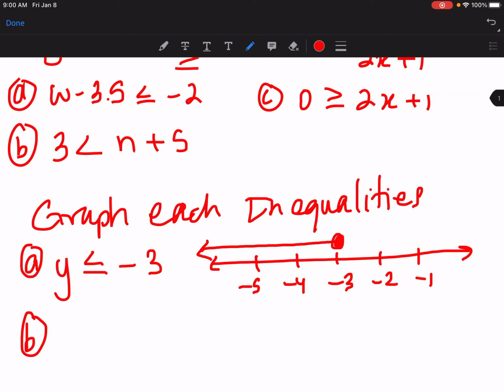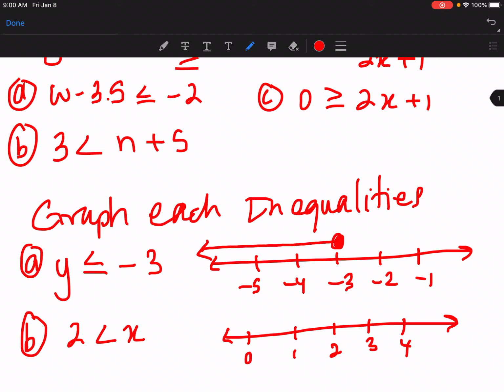Then for the next one, what if I have 2 is less than x? Again, I'm going to draw my number line. I have 0, 1, 2, 3, 4. I'm going to go to 2 and draw my circle. This time it's going to be an open circle because it does not have the equal sign below the less than.